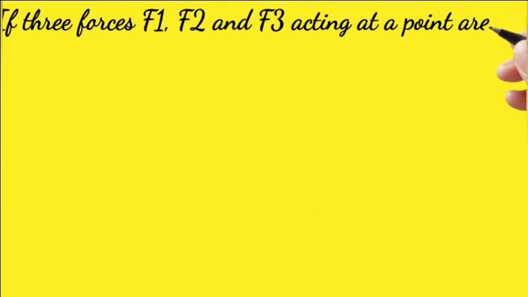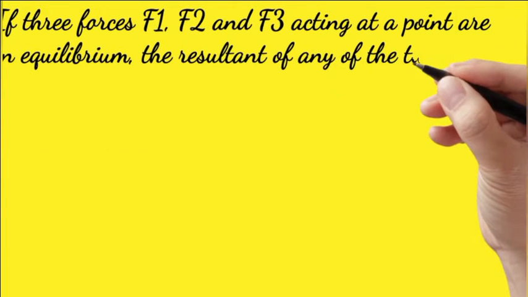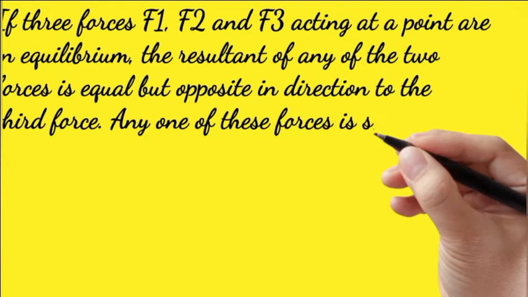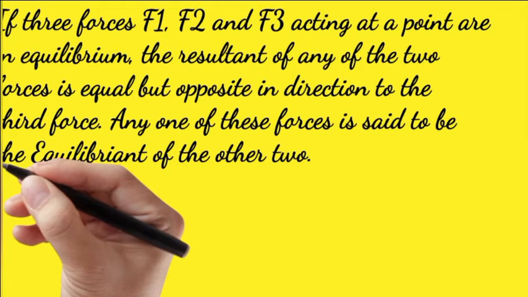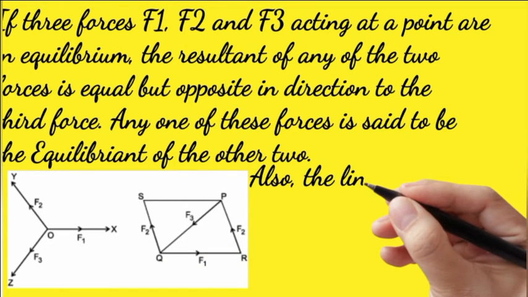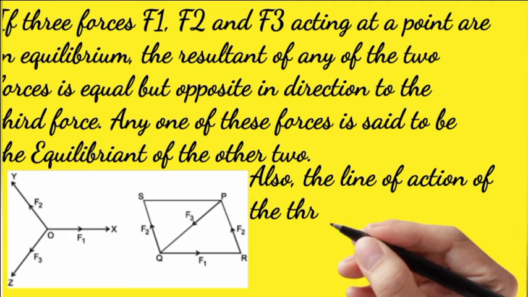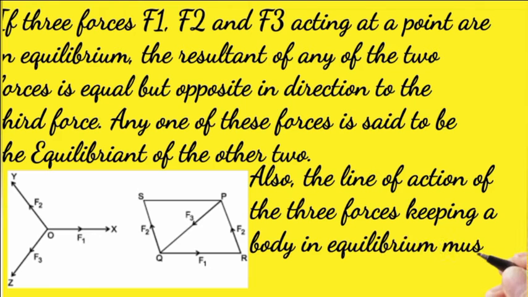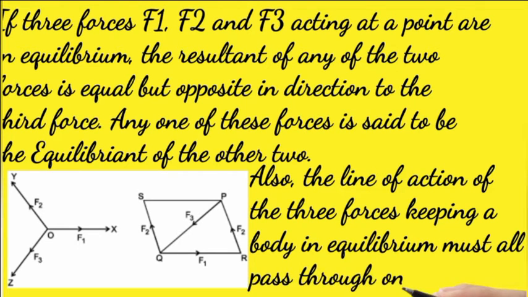So if three forces, F1, F2, and F3, acting at a point, are in equilibrium, the resultant of any two of the forces is equal but opposite in direction to the third force. Any one of these forces is said to be the equilibrant of the other two. Also, the lines of action of the three forces keeping a body in equilibrium must all pass through one point. So I need you to note that.